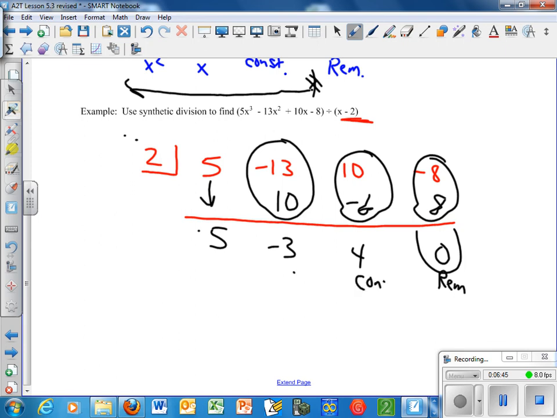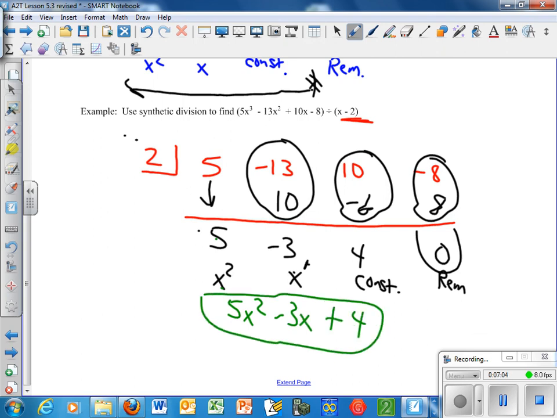This is my constant. This is my x term, so x to the first, and this is my x squared. So let's put the result right underneath it this time. We have 5x squared, minus 3x, and then plus 4. And there is the result doing synthetic division to that problem. Much faster than long division. Okay.